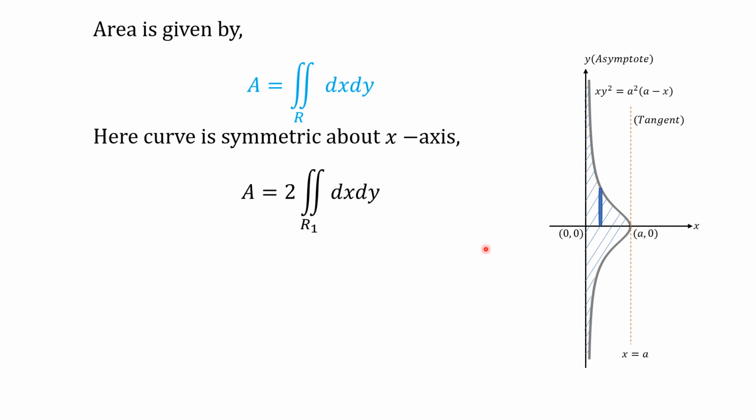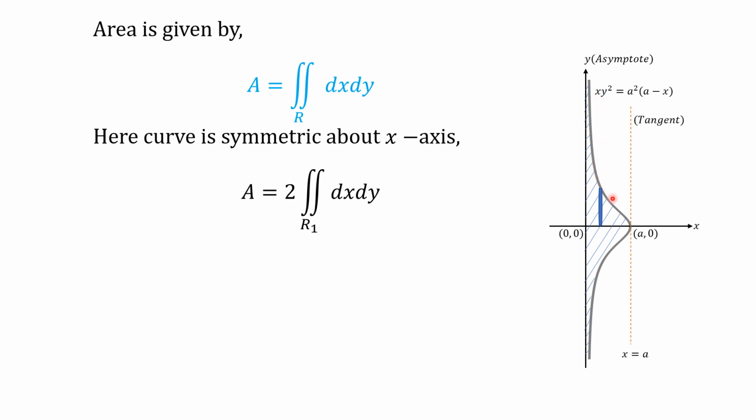So 0 is the lower limit for y, and the upper end of the strip is lying on an arc of the given curve, whose equation is x y square is equal to a square into a minus x. Express this equation for y. So y is equal to plus minus a into square root of (a minus x) divided by x.